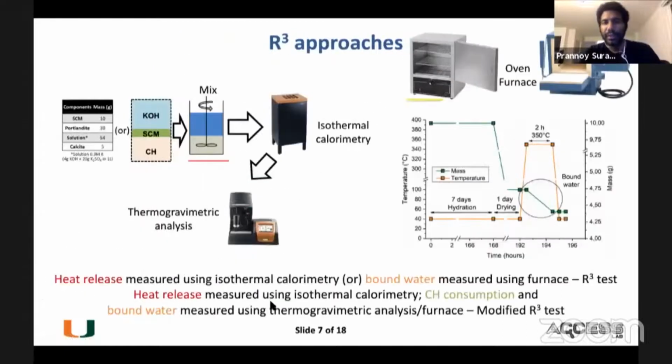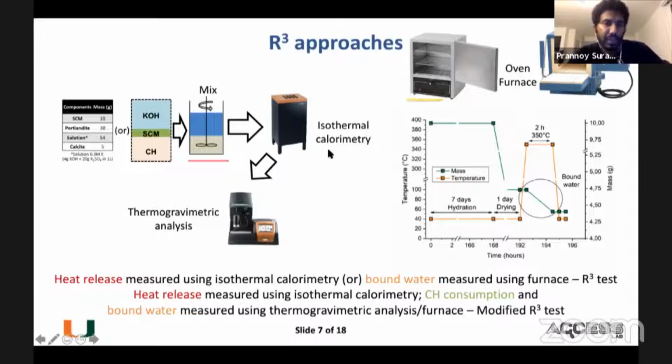So let's talk a little bit about the R3 test. Essentially, what you're doing in the R3 test, you have a model system. It has potassium hydroxide. It has a bunch of other things. There's different types of R3. In the modified R3, it's just this. The original R3 has a couple of other things. But regardless, it's SCM, high alkali solution, calcium hydroxide. You mix them, and then you put them in an isothermal calorimeter.